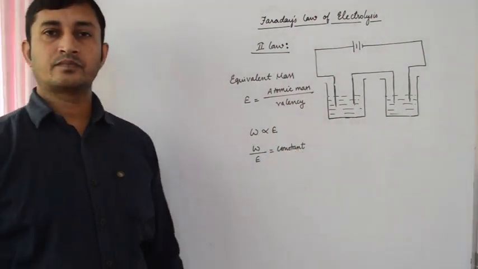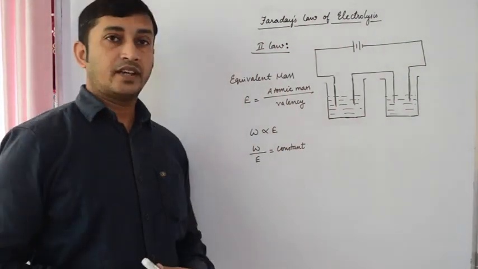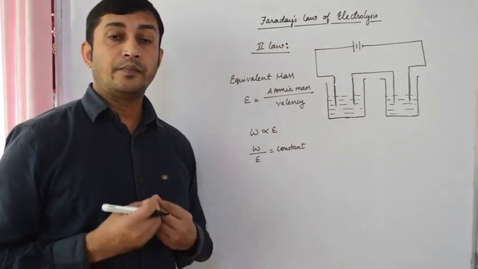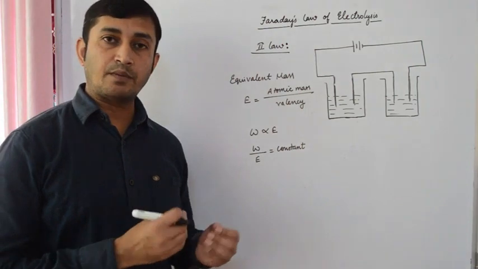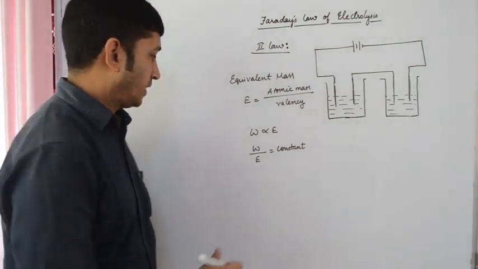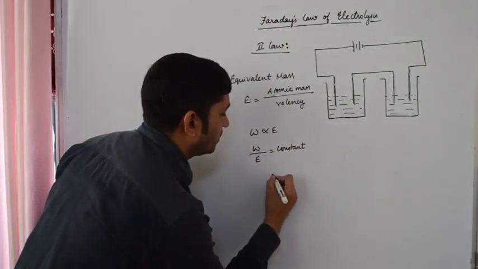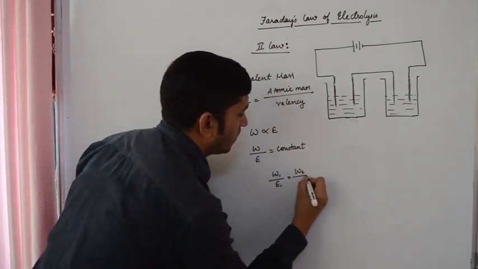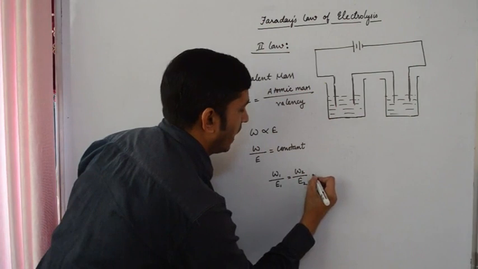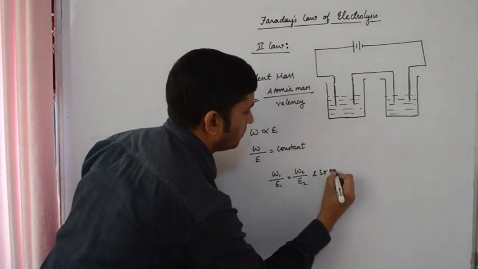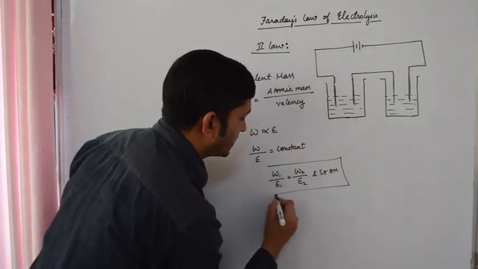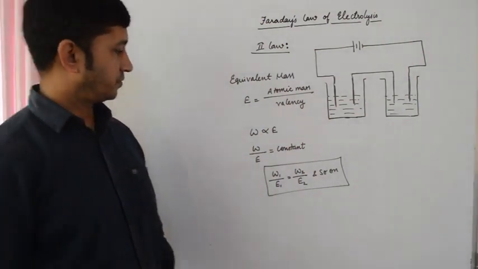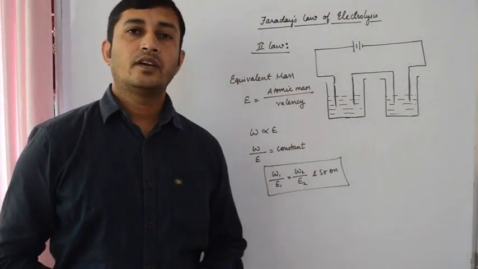So suppose many cells are connected in series and the same amount of charge is passed through them, then we can make a relation here that W1 upon E1 is equal to W2 upon E2 and so on for all the cells which are connected in series. So this is the second law of electrolysis.